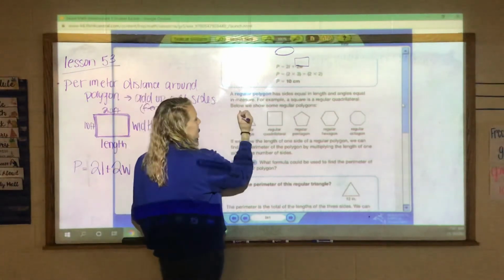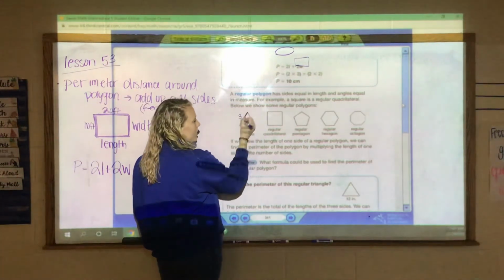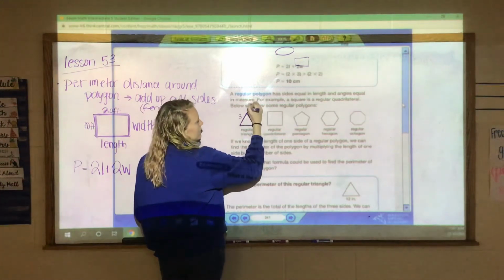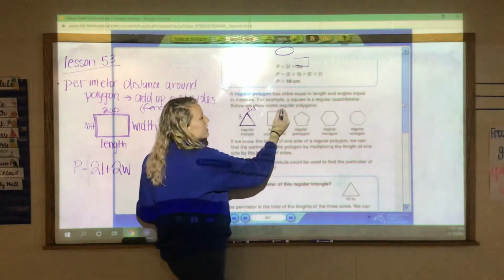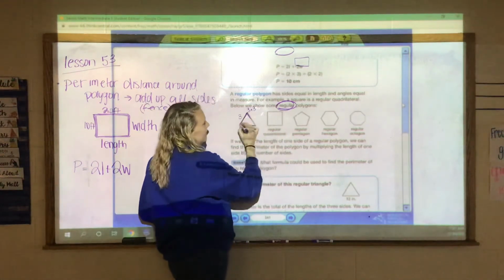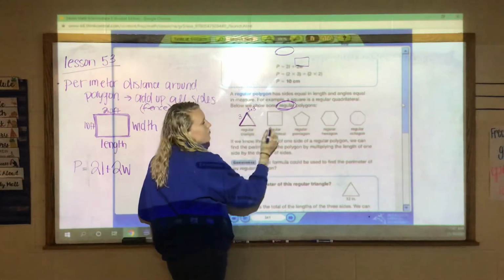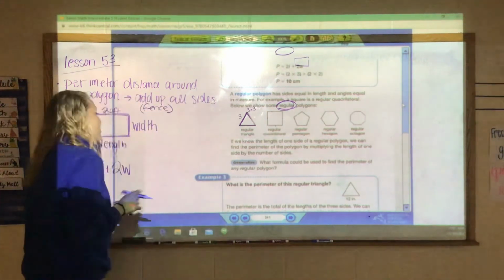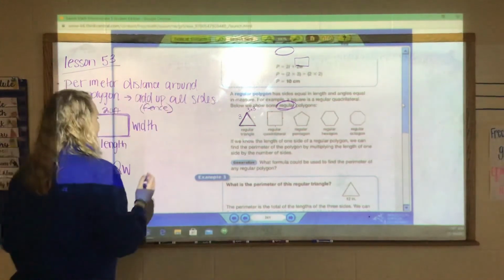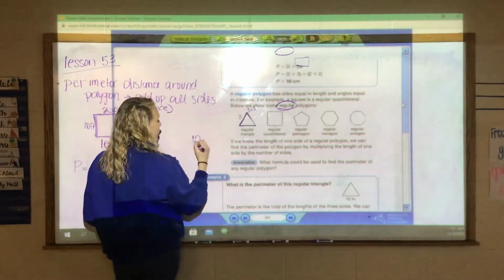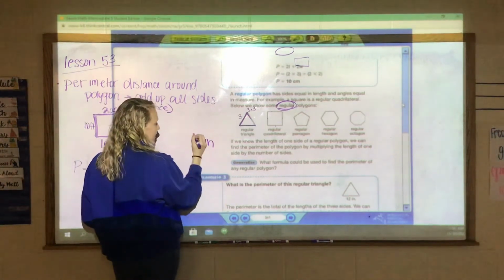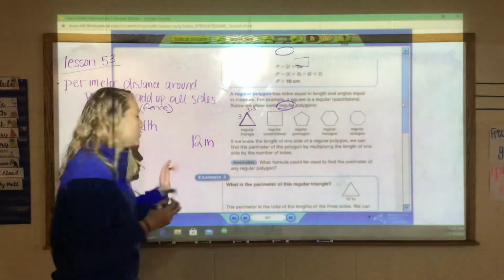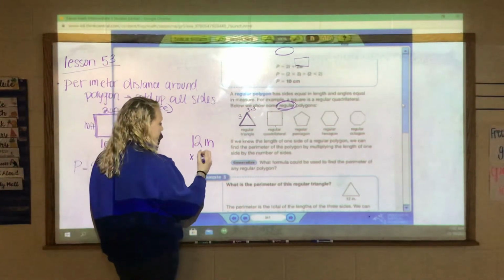If this is 3, it would be 3 plus 3 plus 3, or we could do 3 times 3. So only if it's a regular polygon, you can take the length and multiply it by how many sides you have. Okay, so what's the perimeter of this regular triangle? Well, we have 12 inches is one side. We know it's a regular triangle, so all 3 sides are going to be the same. So we can do 12 times 3.